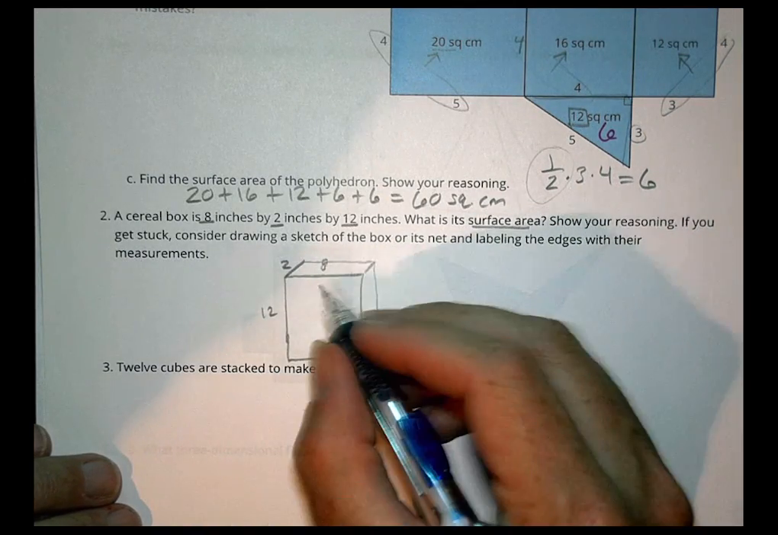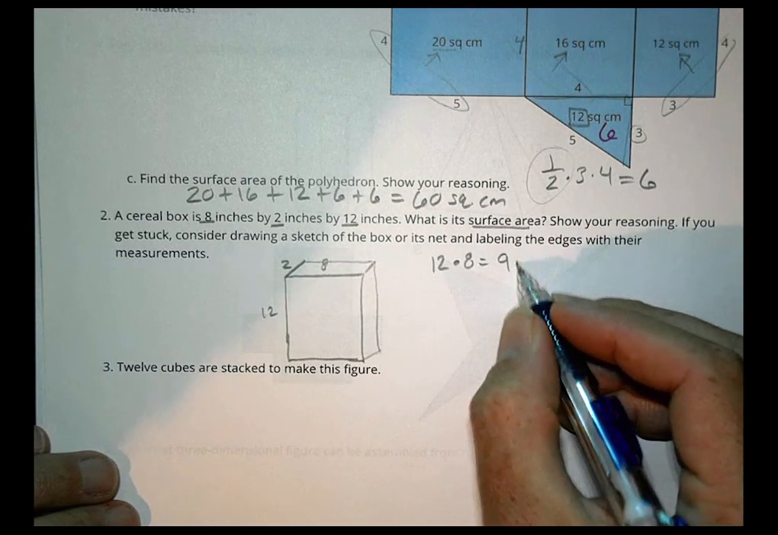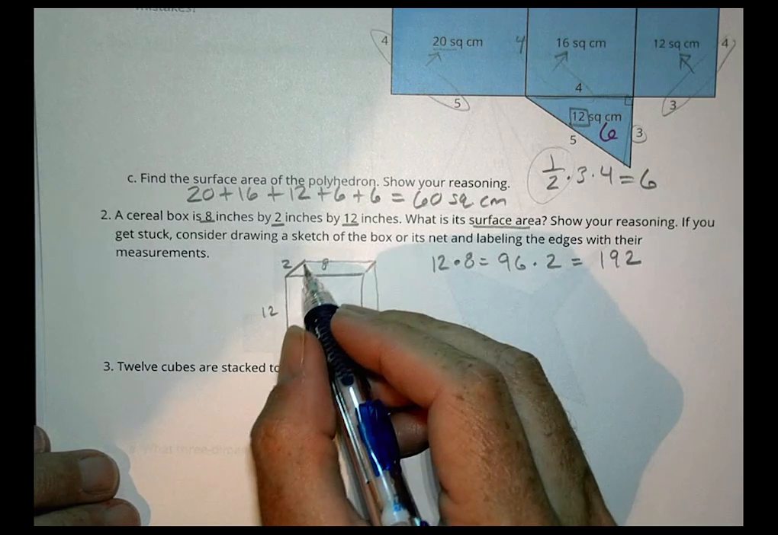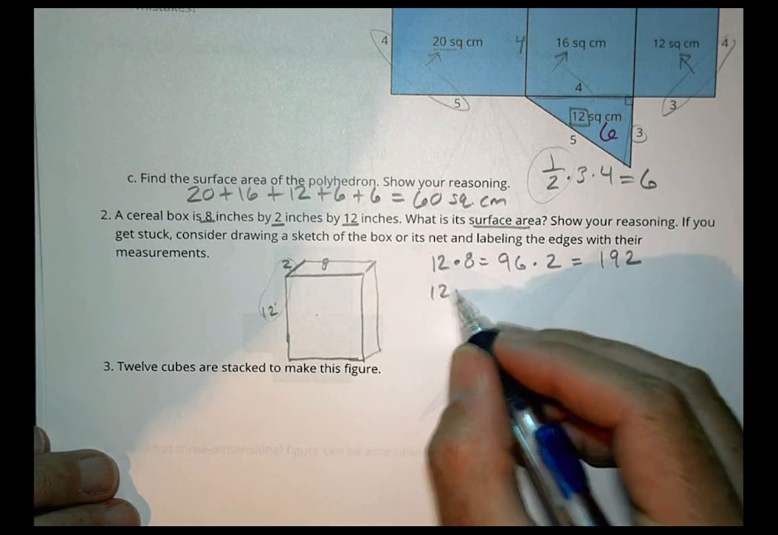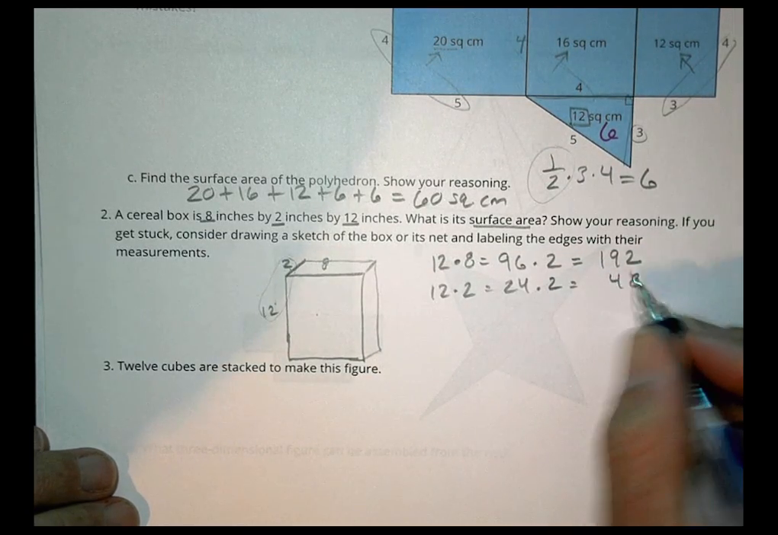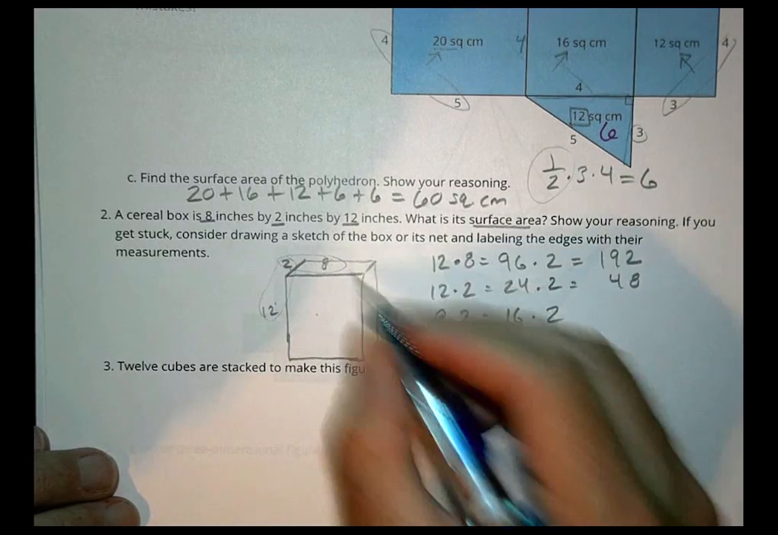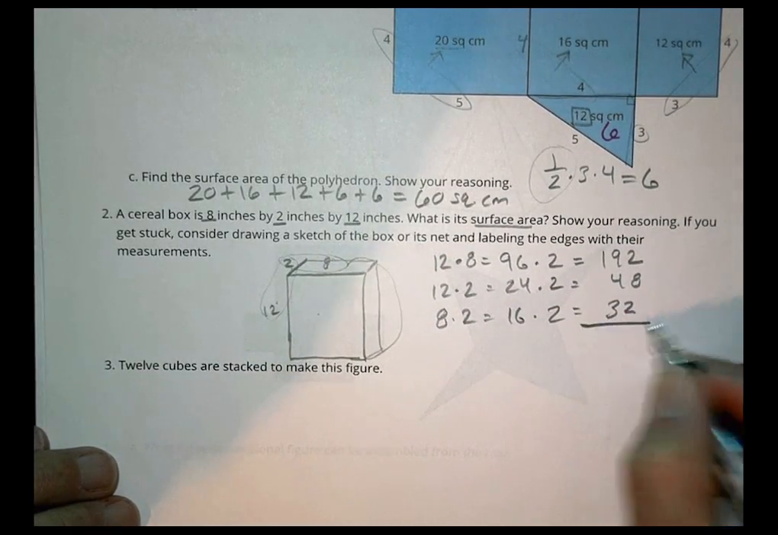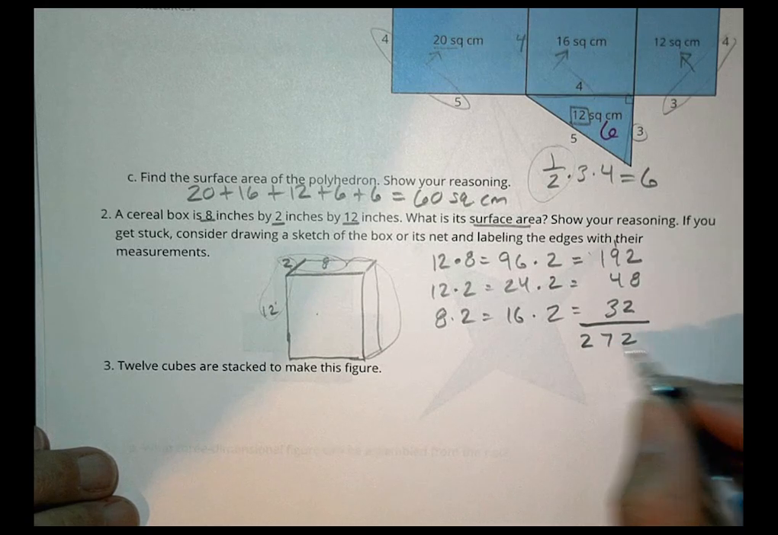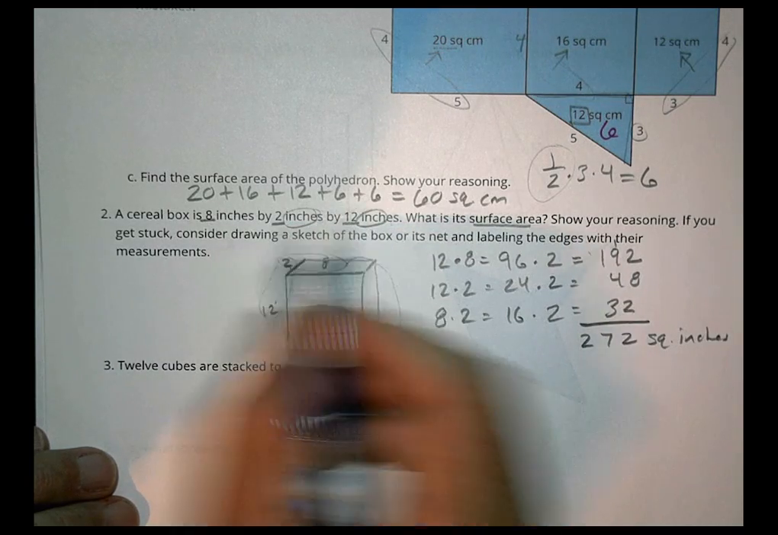So for this cereal box, we're going to have this 12 by 8 side. 12 by 8 is actually 96, and I have 2 of those, right? The front and the back. 96 times 2 is 192. I'm also going to have this 12 by 2 side. 12 times 2 is 24, and I have it on the front and the back, so times 2 becomes 48. And then I have this 8 times 2 side, which is 16. Again, I have 2 of those for the top and the bottom, so that's going to be 32. The surface area will be combining all of those together. When I combine all of those, we end up with 272 square inches. And square inches because why? Every one of the units was an inch.